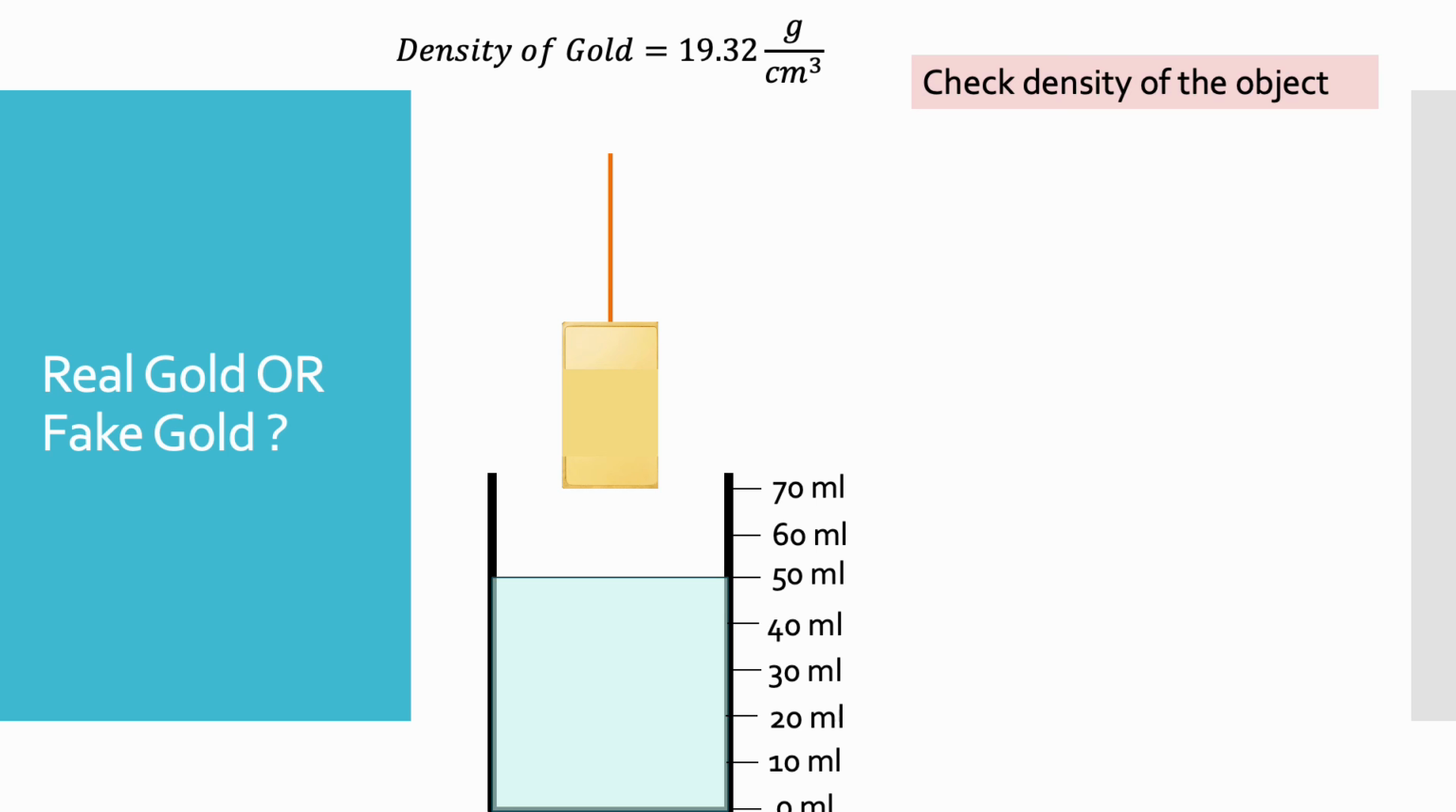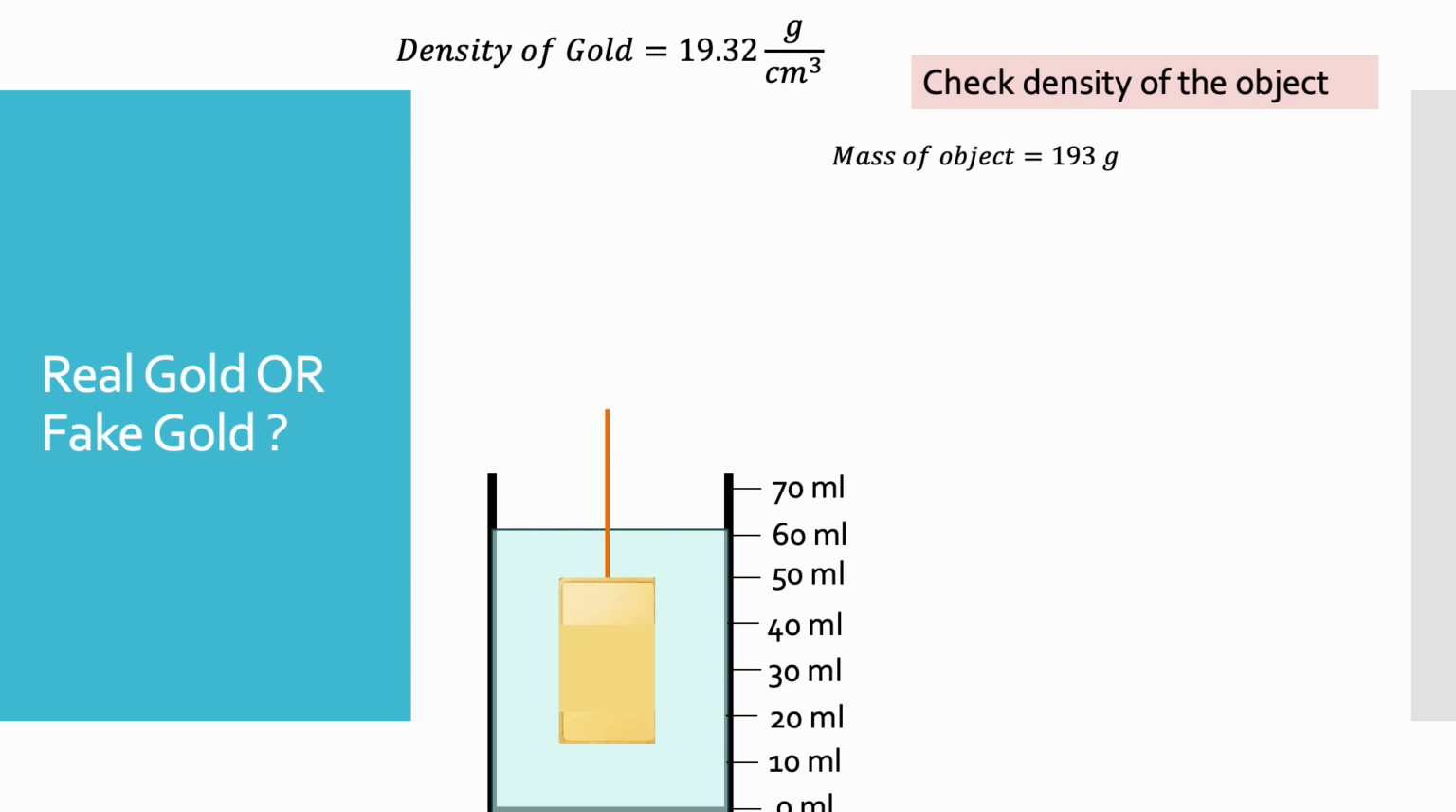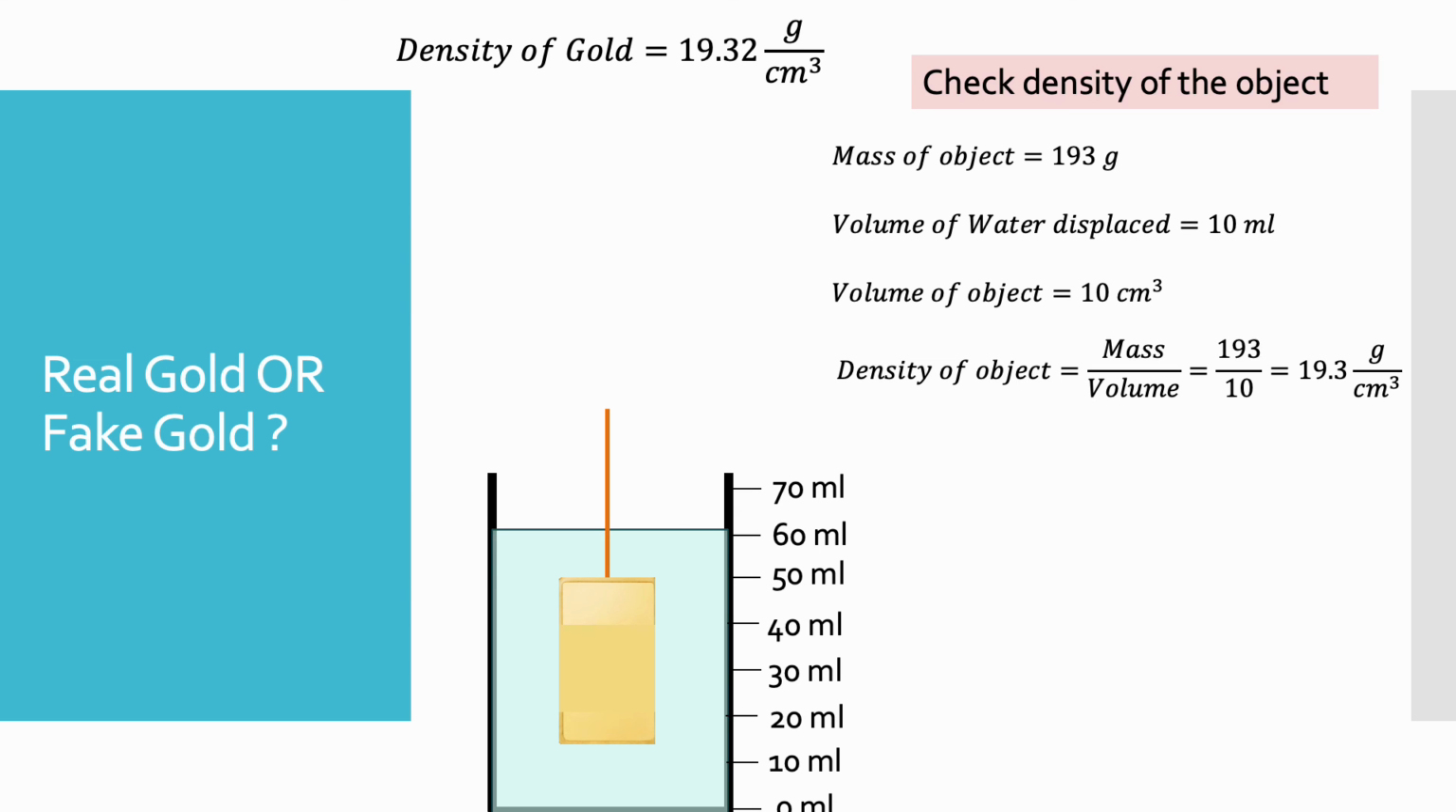Next, we submerge it in water and measure how much water is displaced. That gives us the volume of the object, which is 10 centimeter cube. So 1 ml is 1 centimeter cube. Now using our formula density equal to mass divided by volume, we would get the density equal to 19.3 grams per centimeter cube. That's almost exactly the same as pure gold's density. So based on this density, we can say that this object could be real gold.